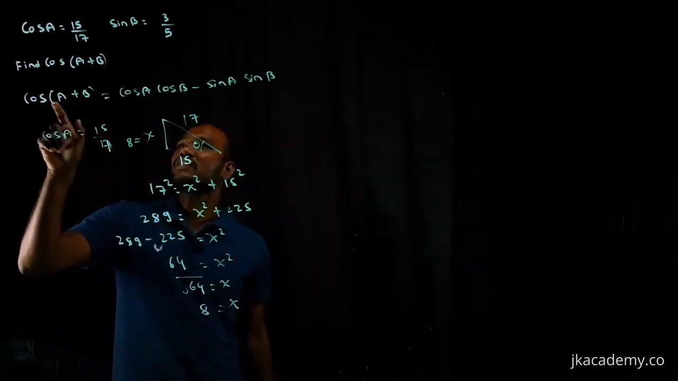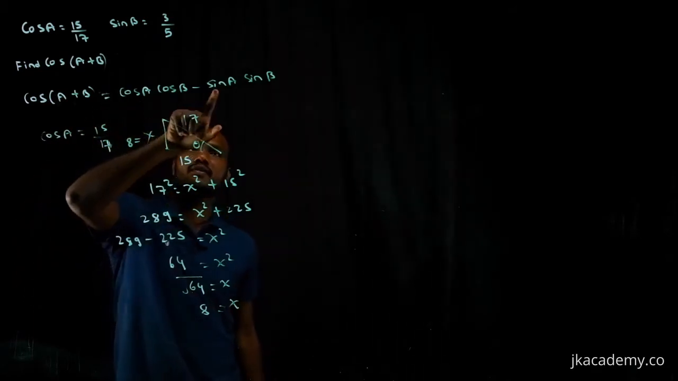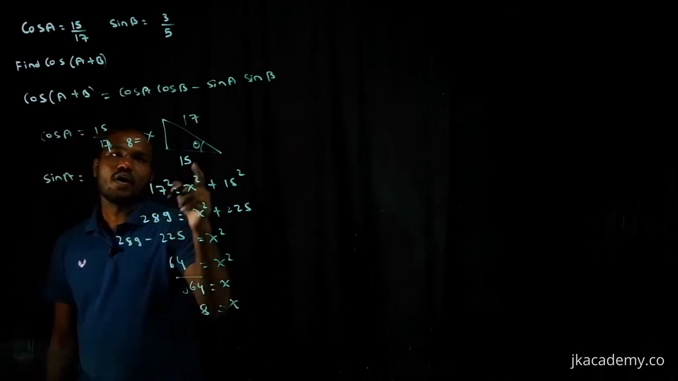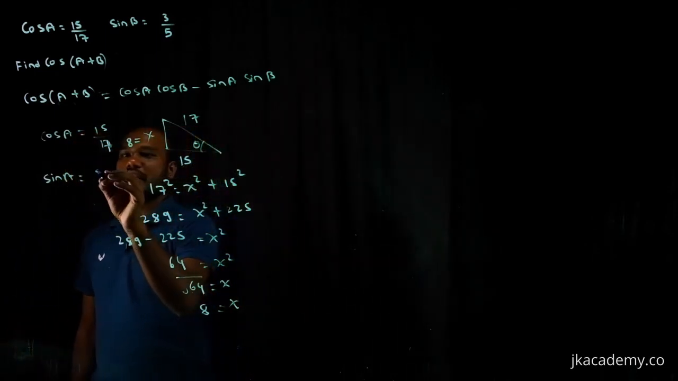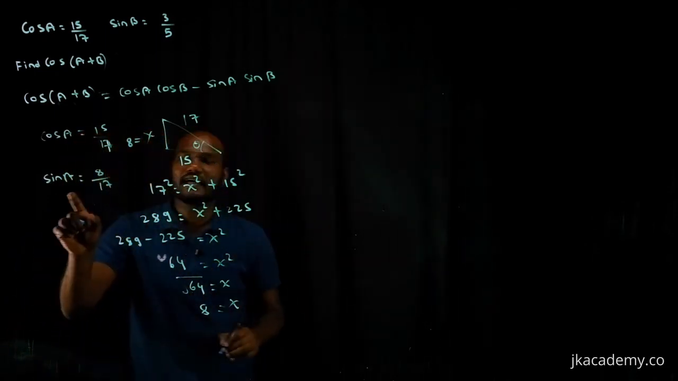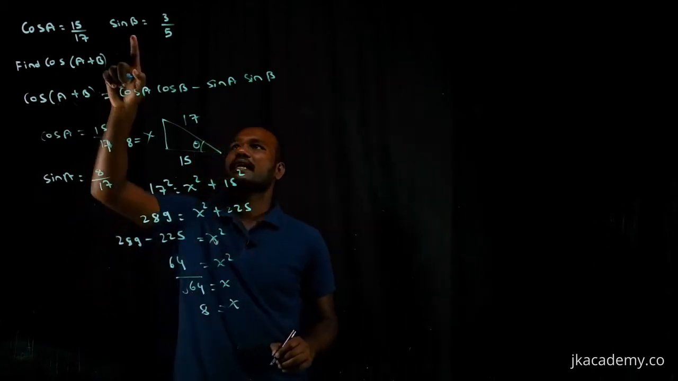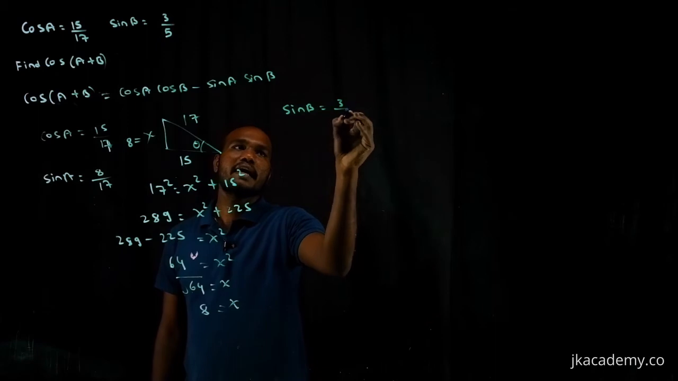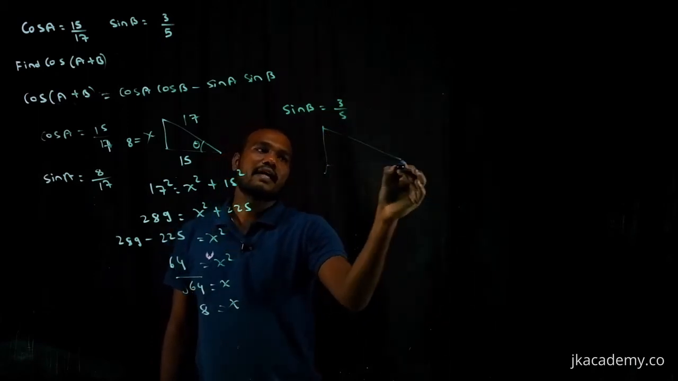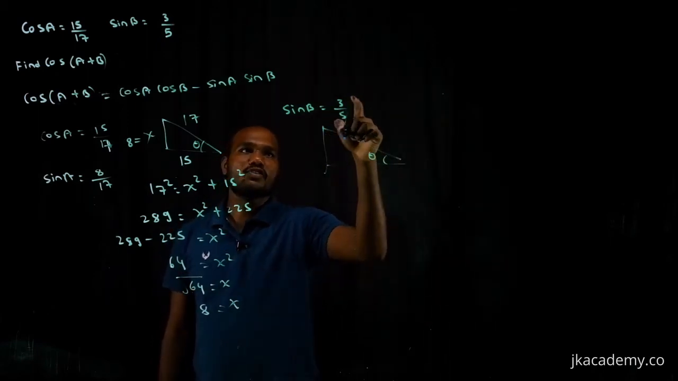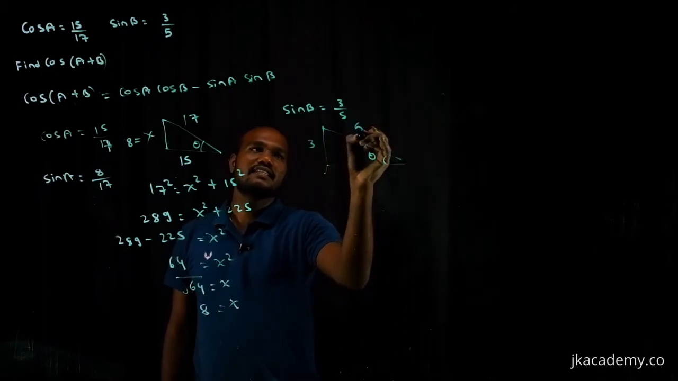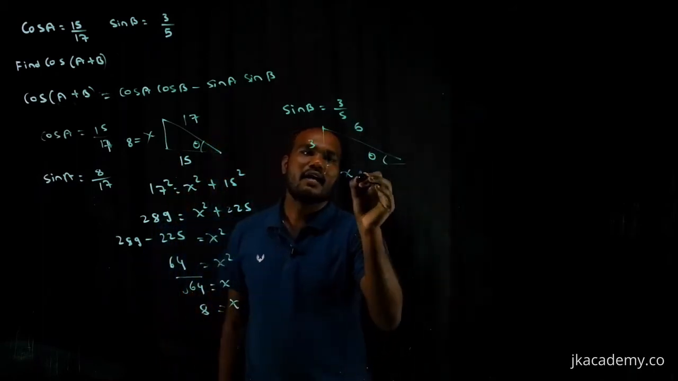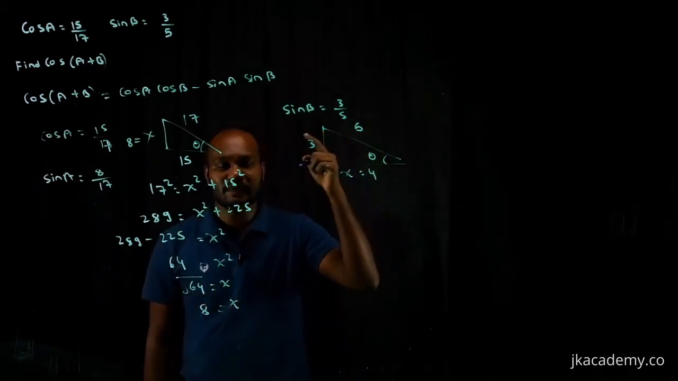Now cos A is found. We have to find sin A, right? Sin A is opposite upon hypotenuse, so 8/17. Sin A value we have now. Next, the given data is sin B, which is 3/5. If I draw a right angle triangle, with theta, opposite by hypotenuse is 3 and 5. If I take x and solve in the same way, I'll get the value as 4. 3, 4, 5 is a triplet, you have to remember.